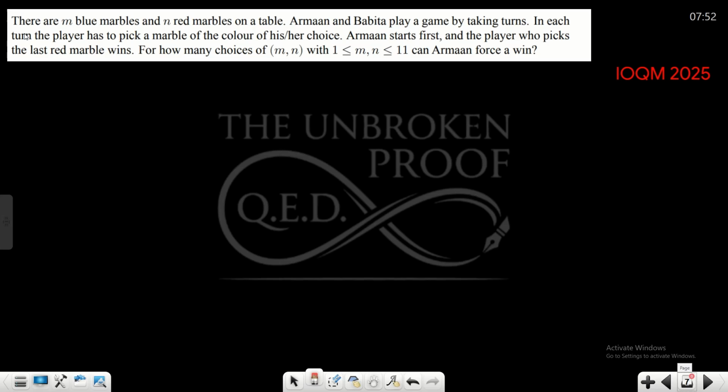So here's the third question, and this is a 5-mark question, and the question says there are M blue marbles and N red marbles on a table. Arman and Babita play a game by taking turns. In each turn, the player has to pick a marble of the color of his or her choice. Arman starts first, and the player who picks the last red marble wins. For how many choices of M, N, with M, N ranging from 1 to 11, can Arman force a win? So let us solve this question.